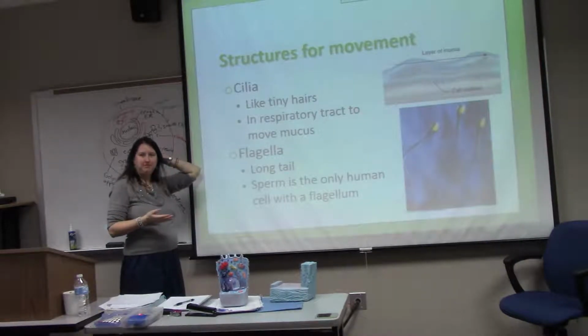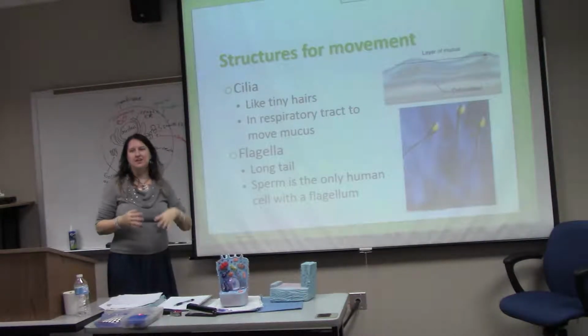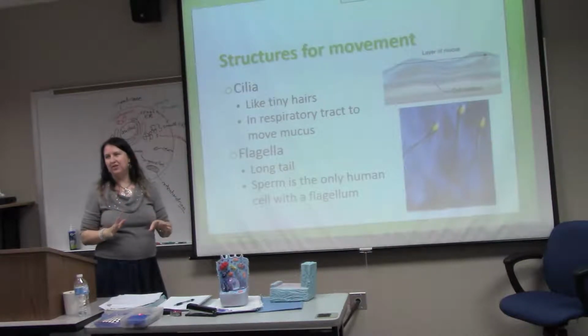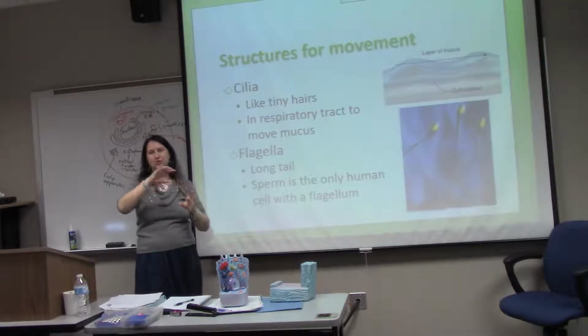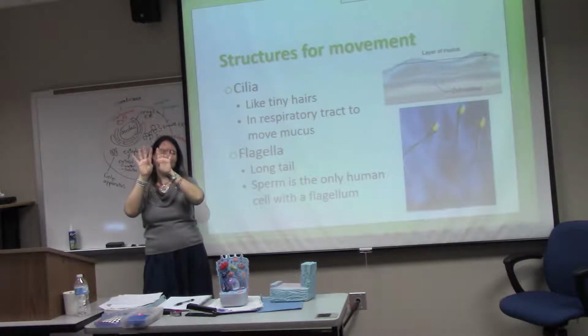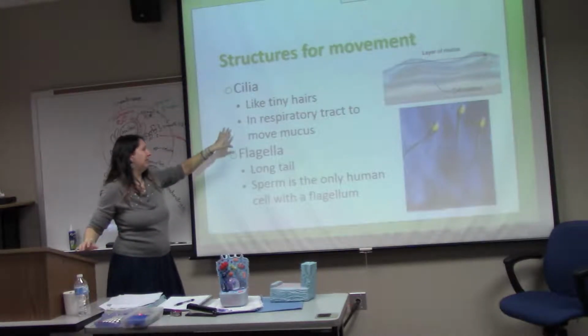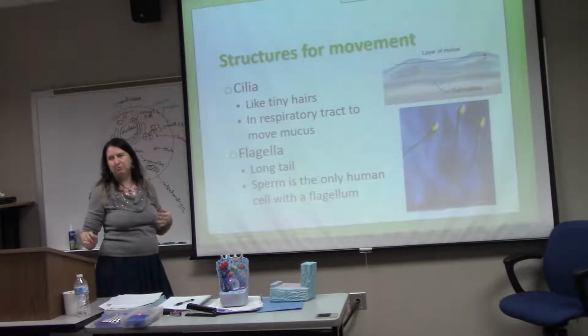Use them to swim. In our bodies, they're only used to move things along their surface. So you'll have a whole sheet of cells that has cilia on their surface, for example, in the respiratory tract to move mucus.